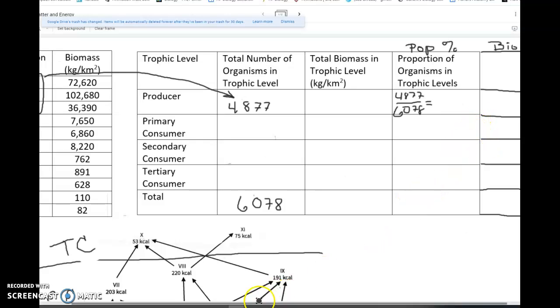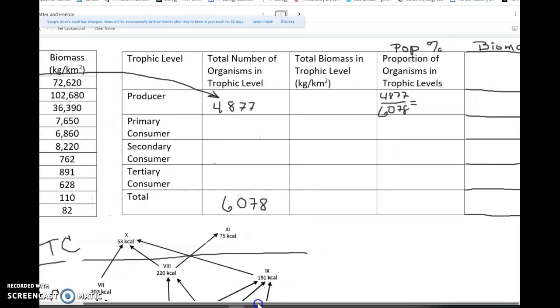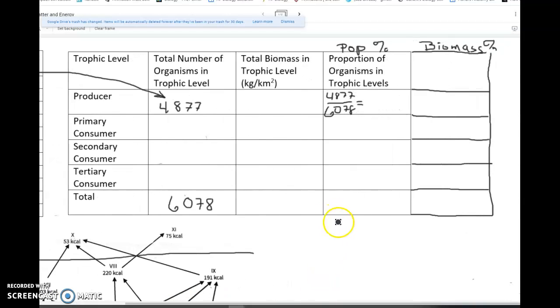Okay. The one thing that I didn't ask you guys to do yet, and that's what I was going to do today, is this part right here. You need to add another column. So just extend out lines to it and draw a little box up around it like I did here. And then put biomass percent. So your biomass percent is going to be this number here.